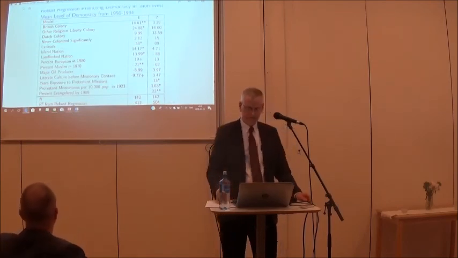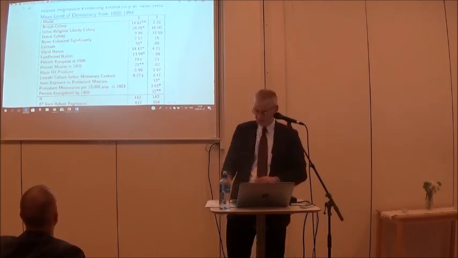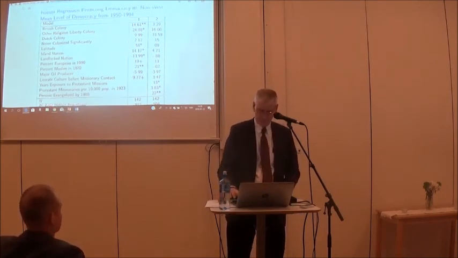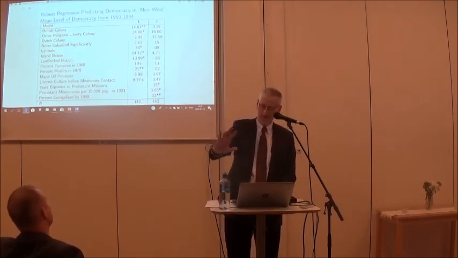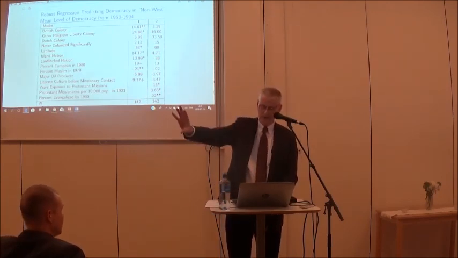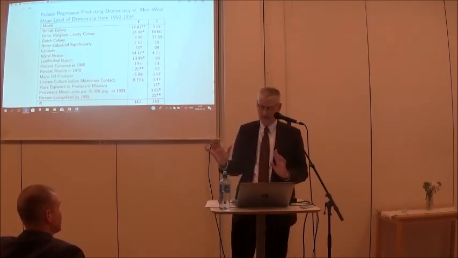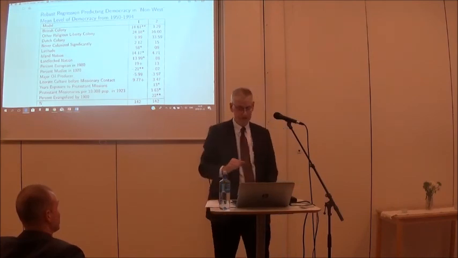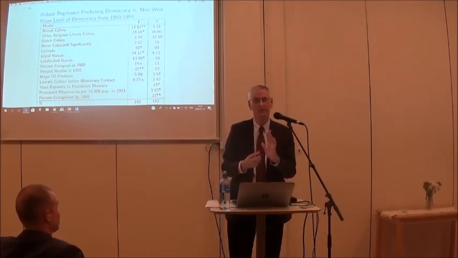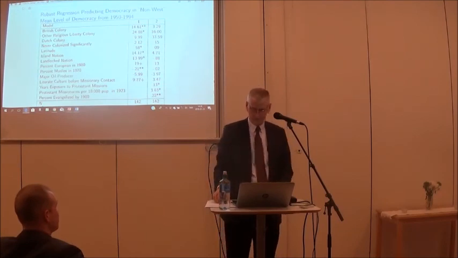This is also from the same paper by Woodberry. It's a robust regression predicting democracy in non-West countries, with the mean level of democracy from 1950 to 1994 as the left-hand side variable. That's what you're trying to explain: variations in the extent to which countries have stable democratic institutions.